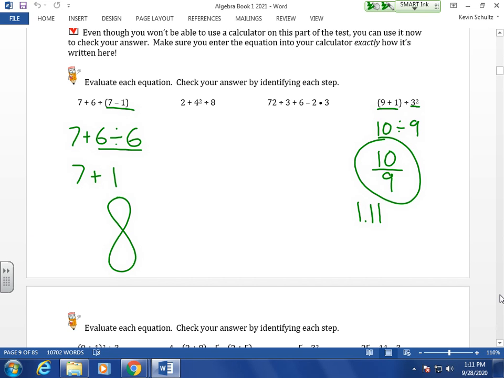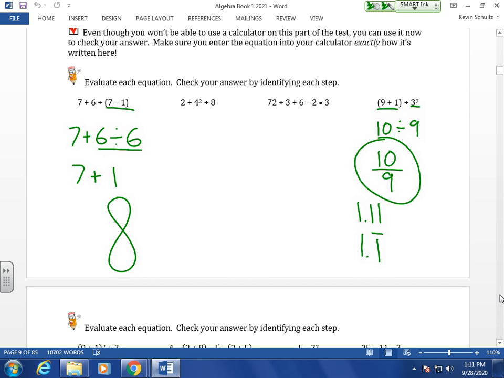So whereas I would accept this, 1.11 is fine. If you wanted to really impress me and put 1.1 repeating, ooh, great, right? But know that we'll kind of stick with the fraction values as often as we can. Okay?